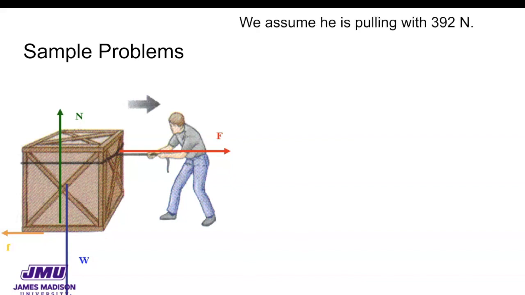In this problem, like I said, we'll assume that he's pulling with that 392 newtons that we had found. So in the x direction, we'll apply Newton's second law. The net force equals mass times the acceleration in the x direction. And the acceleration in the x direction is what they asked us to find. The net force is his 392 newtons in the positive direction, minus the force of kinetic friction, because it's in the opposite direction, and that'll equal the mass 125.0 kilograms times that acceleration we're looking for.